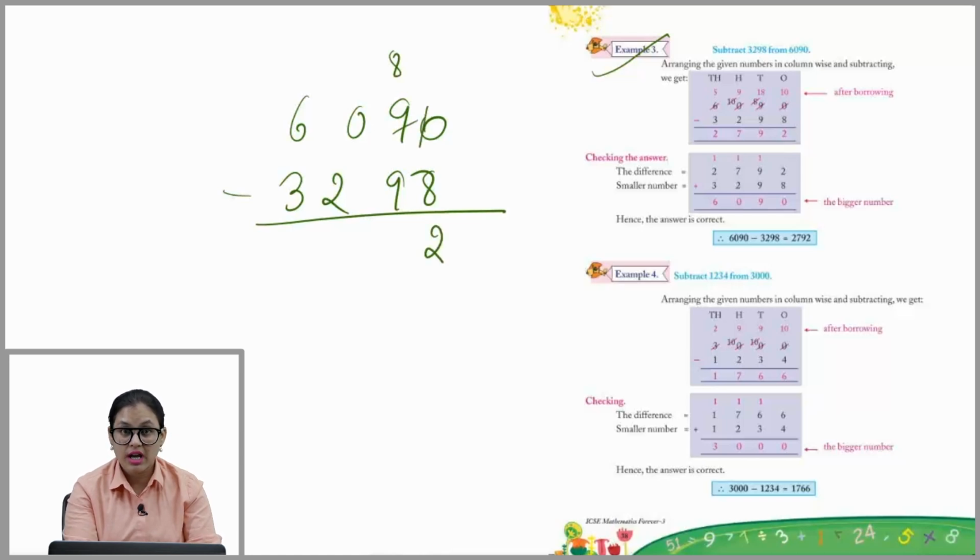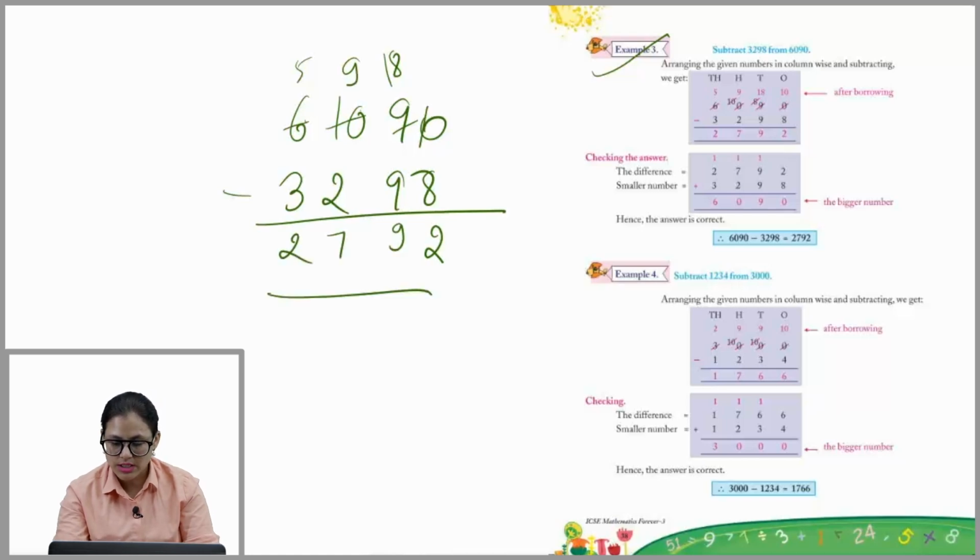8, you cannot subtract 9 from 8, so you will borrow from this number, but this is 0. So what will you do? You will go to 6, and then you will borrow from 6. 10, then 18, 9. 18 minus 9 is 9, 9 minus 2 is 7, and 5 minus 3 is 2. So this is the answer.